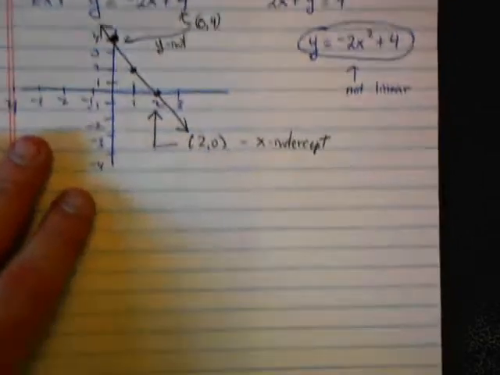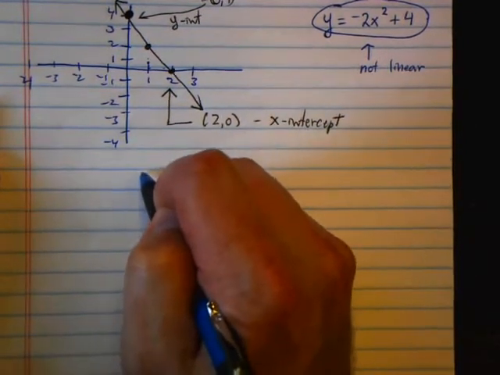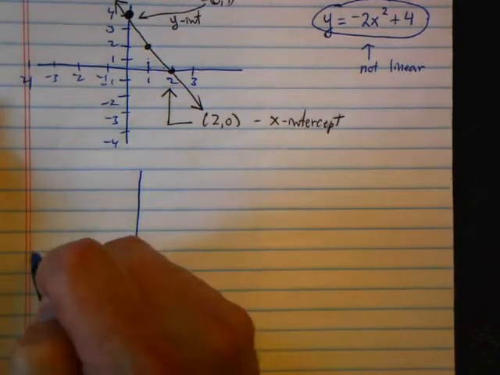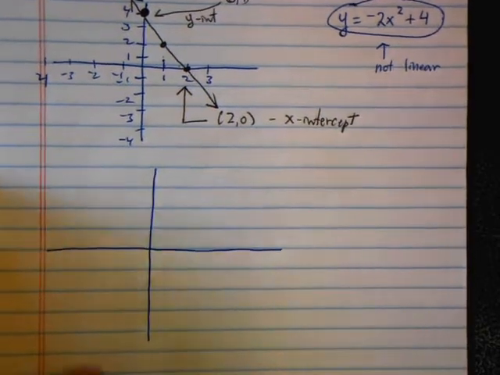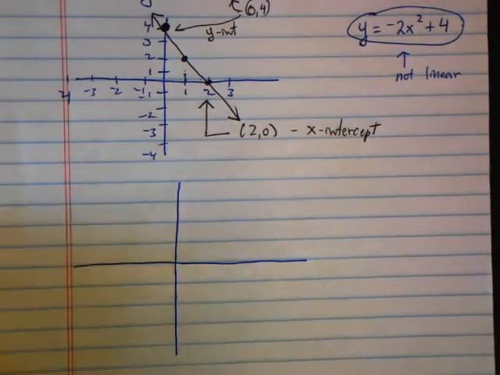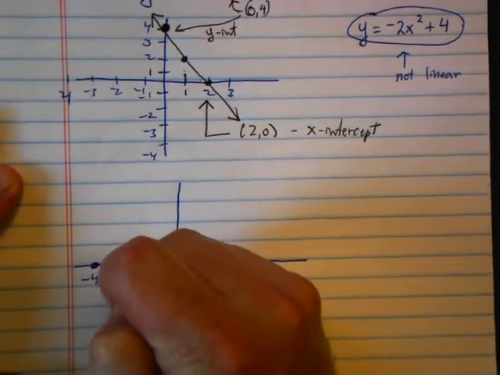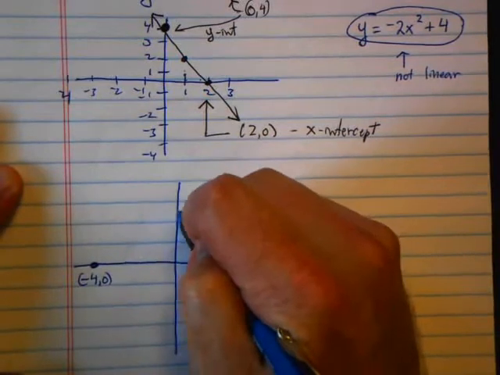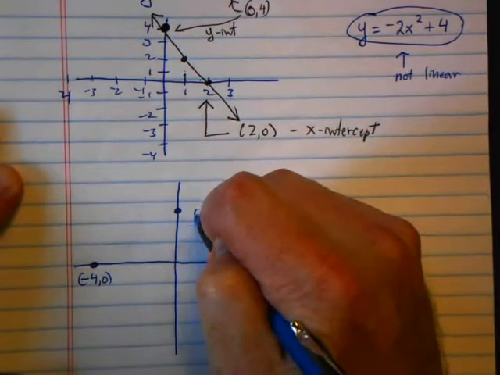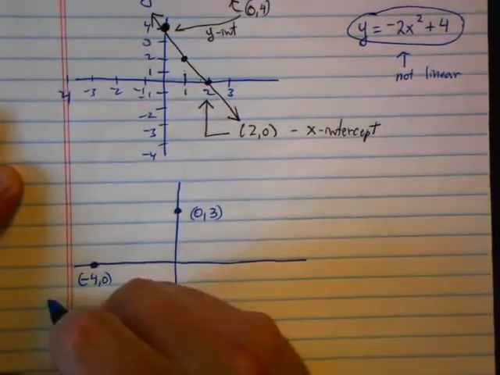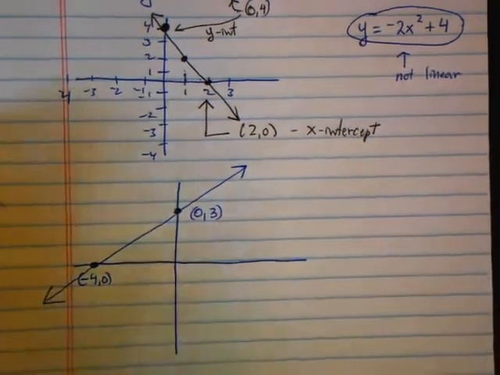All right, well, here's more of what we're going to be doing in this section. In this section, I'm going to give you information. Maybe I'll give you a graph like so, and I want you to give me the equation of the line. So I'm going to give you 2 points on this line. This is the point (-4, 0), and this is the point, maybe that looks like it's about (0, 3). So there's the line.